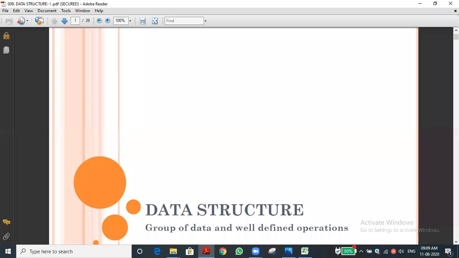Okay, students, as we discussed today, we are entering the fifth chapter. That is one more new chapter, data structure. Okay, so what is data?